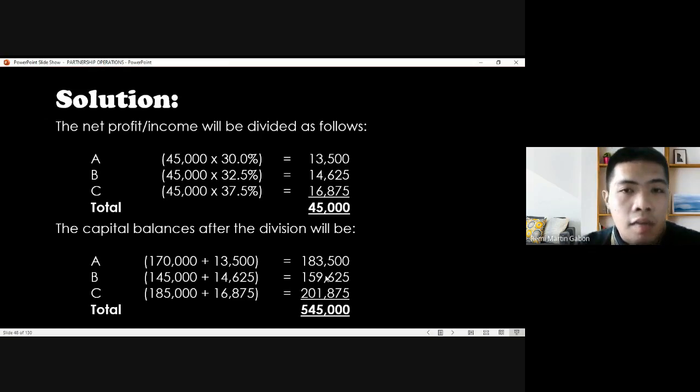Then the capital balances after the distribution: for A, 183,500. For B, 145,000 plus 14,625, we have 159,625. And for C, 201,875, for a total of 545,000. We're going to add the profit to their ending capital balances before considering the profit. The ending capital balances that we had earlier were 170,000, 145,000, and 185,000 respectively for A, B, and C.